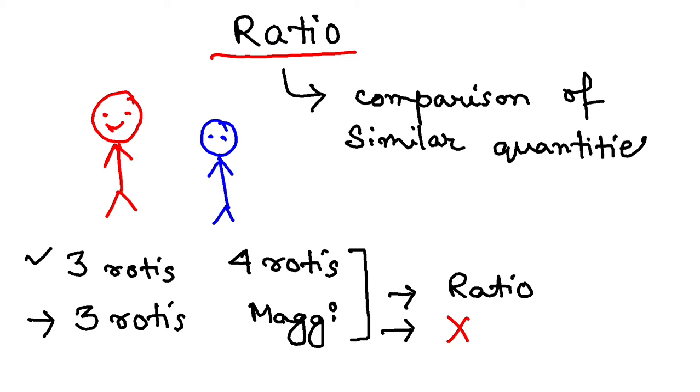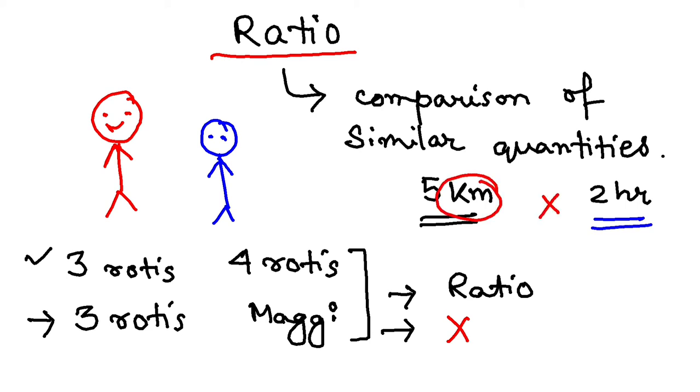Comparison of similar quantities. Let's say somebody has traveled 5 km and somebody has taken 2 hours to travel some distance. Can I compare these two, 5 km and 2 hours? No, right? Because kilometer is the unit of distance and hour is a unit of time. So you cannot compare distance and time. If you have to compare two quantities, they need to be of the same kind. So this is what ratio is.